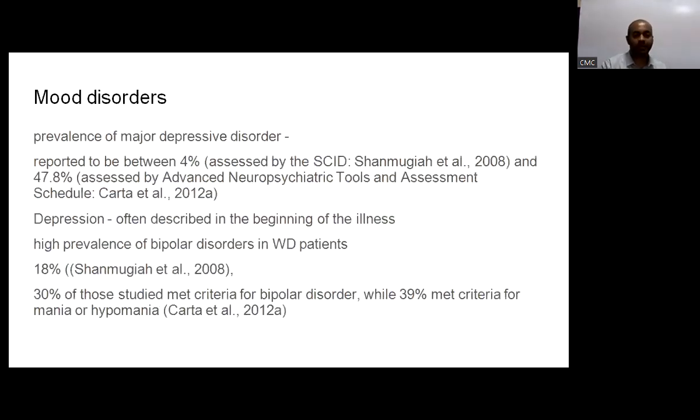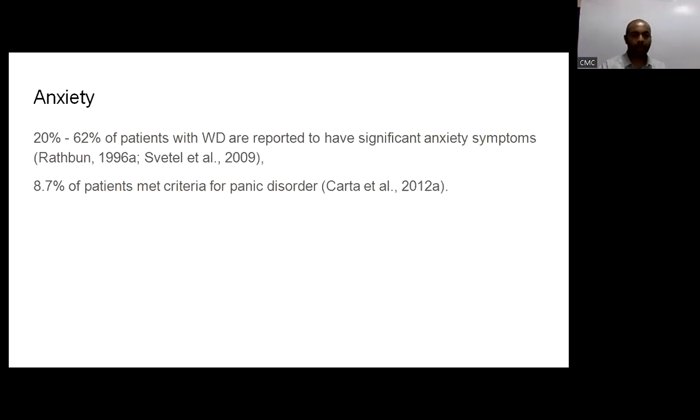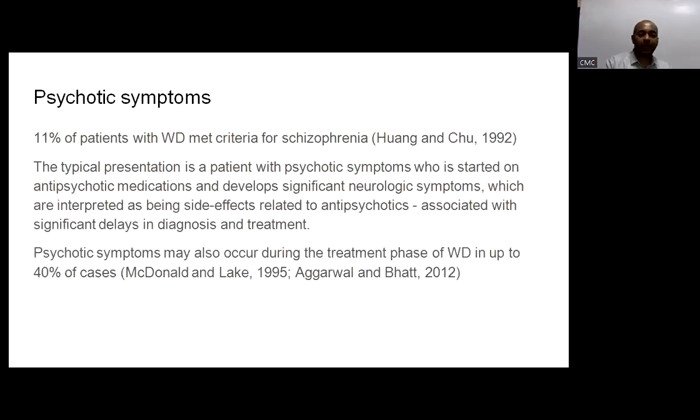Mood disorders prevalent 4 to 47%. Depression is often described in the beginning of the illness. You have high prevalence of bipolar disorder. Anxiety is seen in 20 to 62%. 8.7% can have panic disorders. Psychotic symptoms are rare. In one study, 11% of patients met the criteria for schizophrenia.